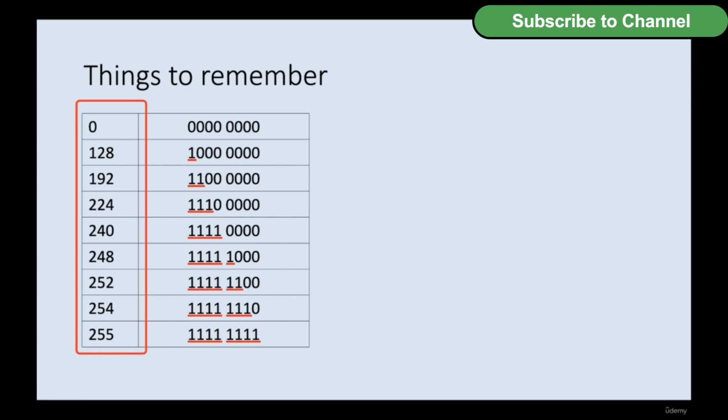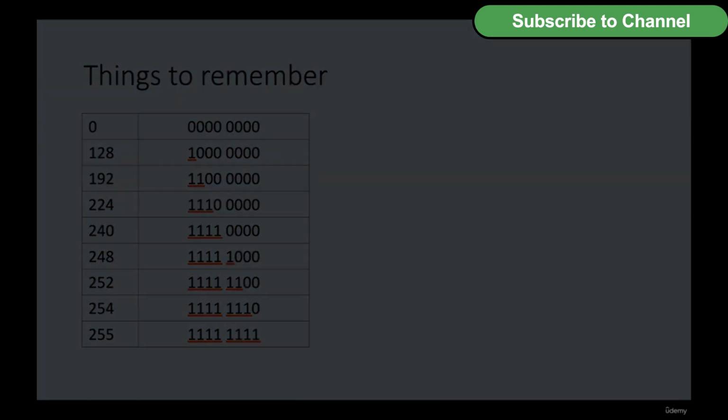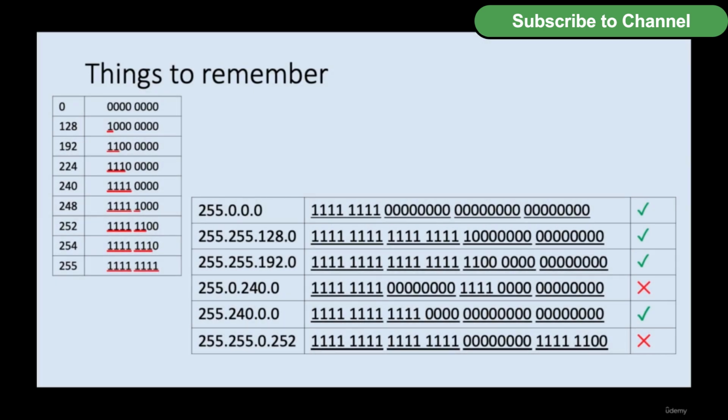Based on this, I figure out all other conversions since I remember this decimal sequence. I hope you will remember these conversions since this knowledge will help us a lot to solve the questions quickly. In this slide, we have some practice questions where we will determine if the given subnet mask is correct or incorrect.